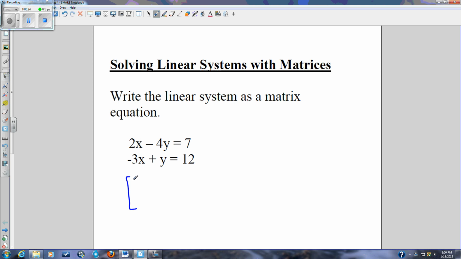We're going to take the coefficients of the terms, so we're going to have 2, -4 in the first row, and -3, and this is really a 1 in front of the y, so 1 in the second row. Then you're going to write down the variable matrix, so x and y, and that is equal to the constant matrix of 7 and 12.